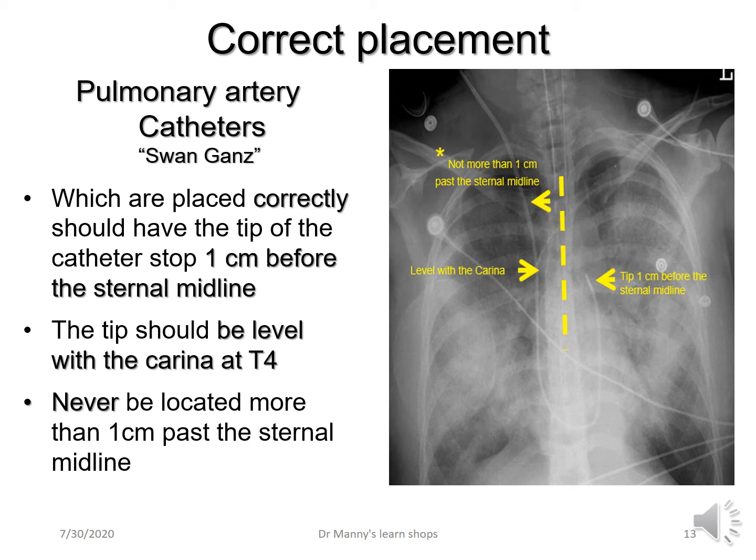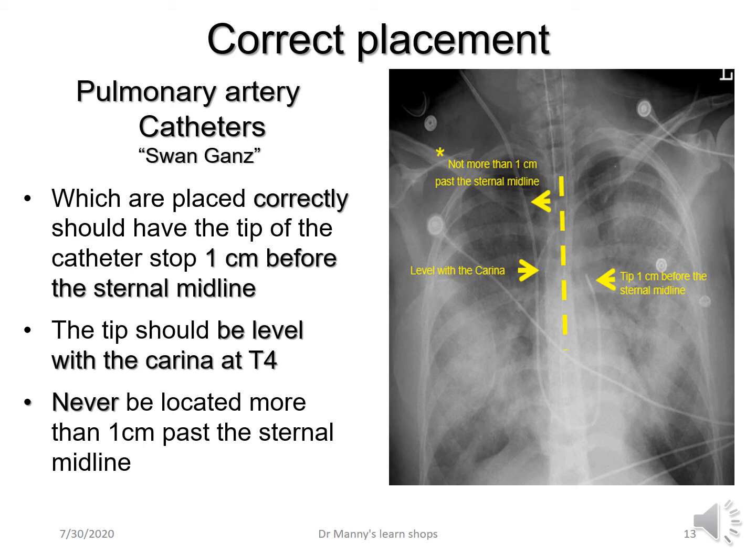So if it's placed correctly, the tip of the catheter should stop about 1 centimetre before the sternal midline. Have a look at the chest x-ray. The dotted line is the sternal midline. So the catheter that you're seeing on the x-ray is deflated. It's just resting there. And if it rests there, it can't obstruct any of the pulmonary arteries or arterioles accidentally and cause pulmonary ischemia and infarction. So it's resting comfortably there. And if it's resting in the right place, it should be level with the carina at T4.